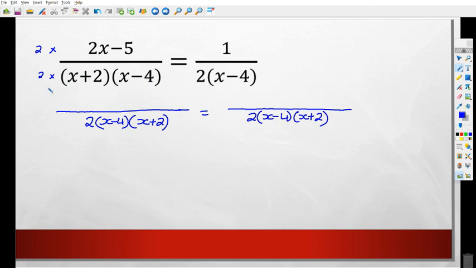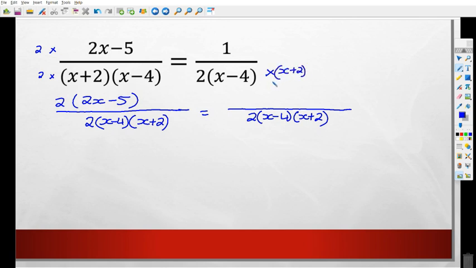What I do at the bottom, I do to the top. So I've got 2 times the entire numerator, in a bracket, please. Then, on this side, I've got 2 and an x minus 4. If you compare the two denominators, what's missing here? Can you all see that I'm missing an x plus 2? Please tell me you can all see that.